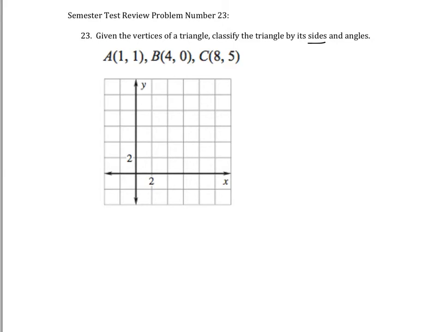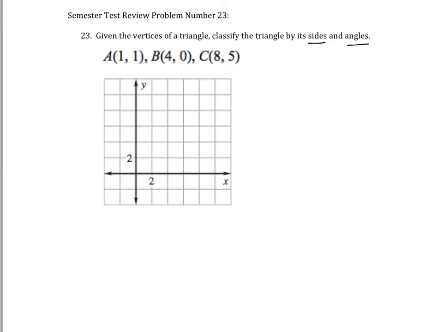We have 4 different ways that we classify a triangle by its angle measures. When a triangle has all congruent angles, we call it equiangular. When a triangle has a right angle in it, we call it a right triangle. If it has one obtuse angle in it, we call it obtuse. But then we call it acute if all 3 of the angles are acute. So we have to figure out 2 different names for this, a sides name and an angles name.